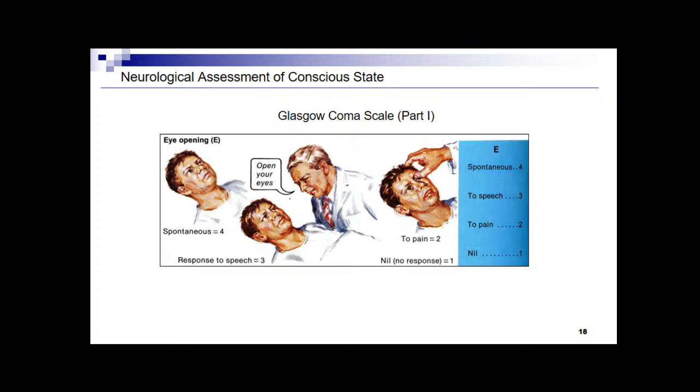If the patient opens his eyes by himself, spontaneously, this is 4 points. If the patient lies with closed eyes and is able to open his eyes in response to your speech, it means 3 points. If the patient does not react to your speech and can open their eyes only as a response to pain stimuli, this is 2 points. And no response to pain stimuli and speech, this is 1 point.